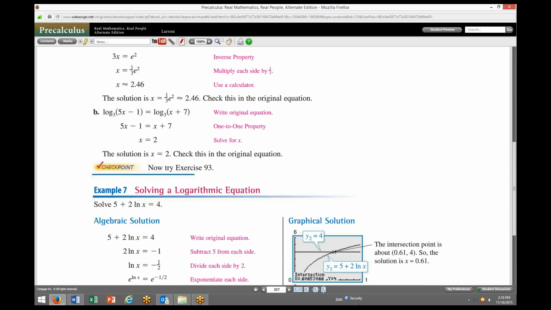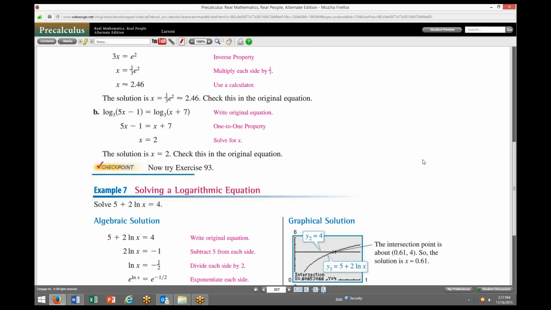Here's another one that works out nicely with what they call the one-to-one property. You don't have to change it to an exponential equation. If you have log base 3 of 5x minus 1 equals log base 3 of x plus 7, the key here is both the log bases are the same. Happens to be 3, but they're both the same. So since log base 3 of something equals log base 3 of something, those two somethings, as I like to say, are the same. So 5x minus 1 does equal x plus 7, and you do a couple little algebra steps, subtract x from both sides, add 1 to both sides, and first you get 4x equals 8, and divide by 4, and you get x equals 2.